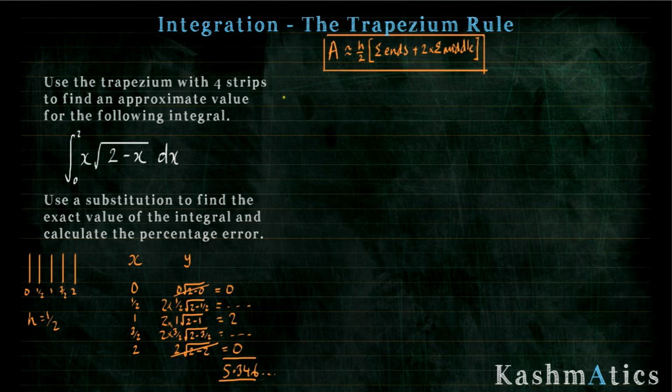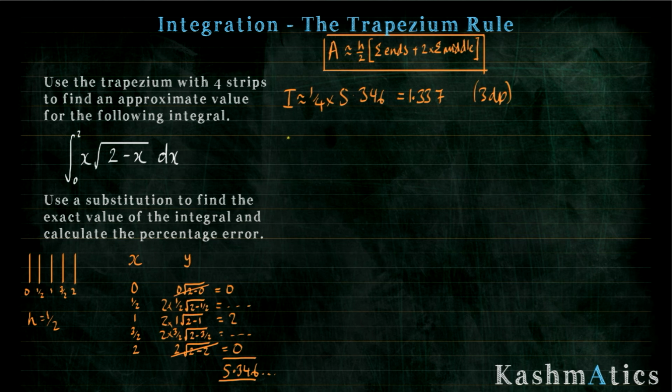So the final answer, let's just say I for the integral, is approximately, remember it's h over 2, so half divided by 2, which is a quarter, multiplied by 5.346, which gives me 1.337 to 3 decimal places. And again, store the actual answer on your calculator because that's going to help you with the next part.